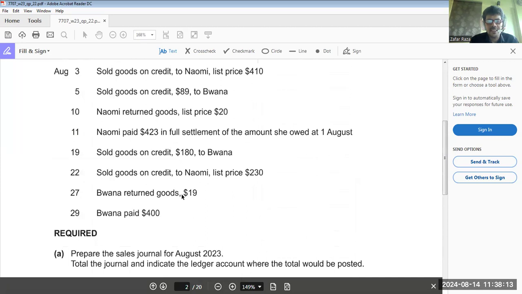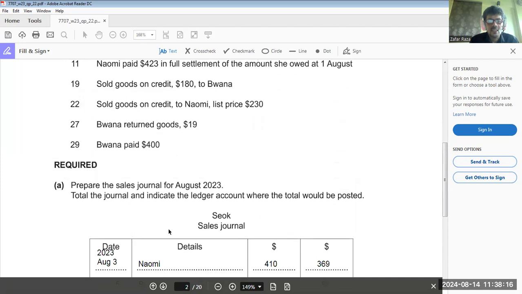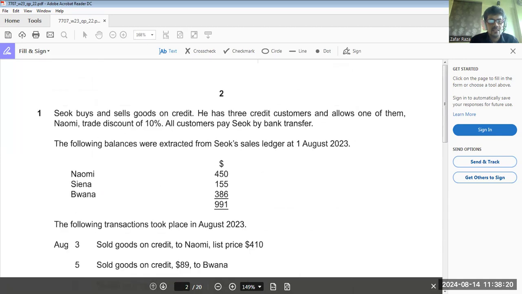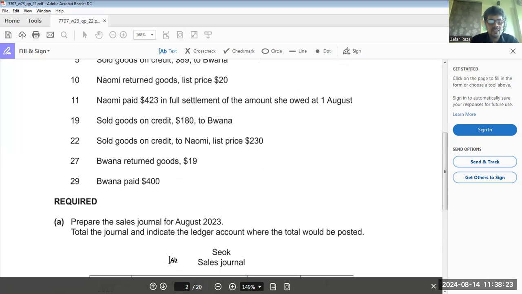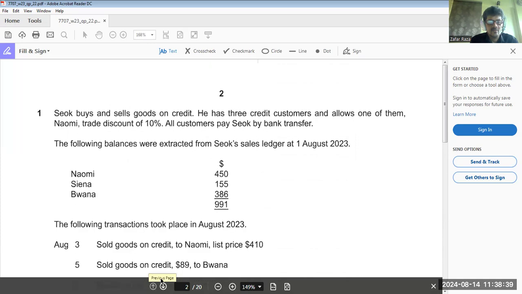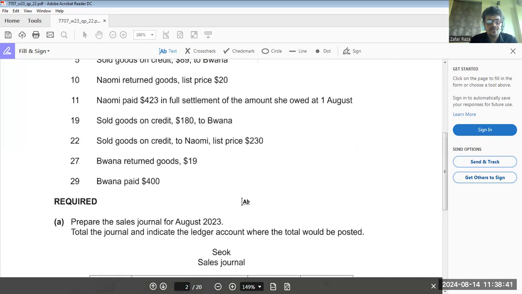Now, Bhavana returned goods, so it's going to be reported in the sales return journal. But the date was, what was the date? $27.90, 27 dollar. Okay. Now, Bhavana paid 400. This is a transaction of the cash book, nothing to do with the sales journal and sales return journal. Okay.